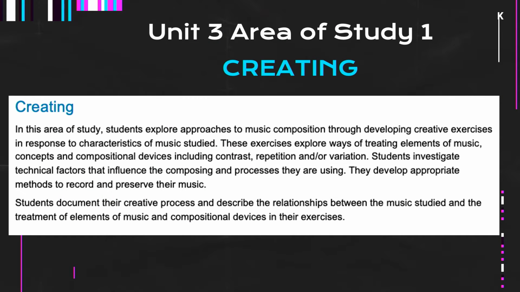Unit 3 area of study 1 is creating. That probably sends a pretty good message, doesn't it? Outcome 1, creating. That is literally a screenshot from the study design. Here the students are developing creative exercises in response to characteristics of music studied. So they've studied some things, and here is where the rubber hits the road, and they're actually going to apply that knowledge in their own creative pursuits. Seems like a pretty good model to me.